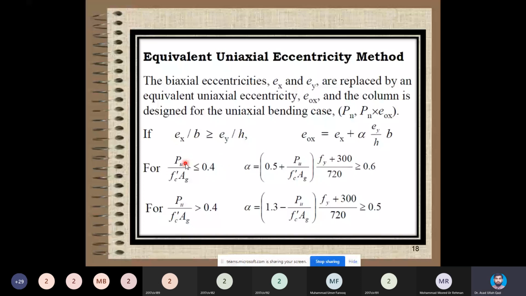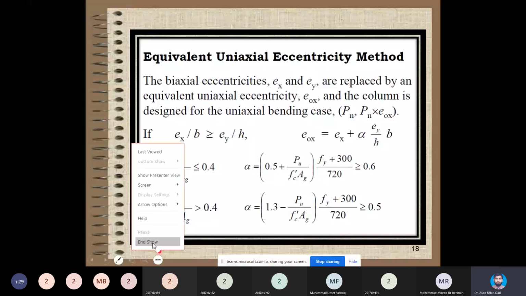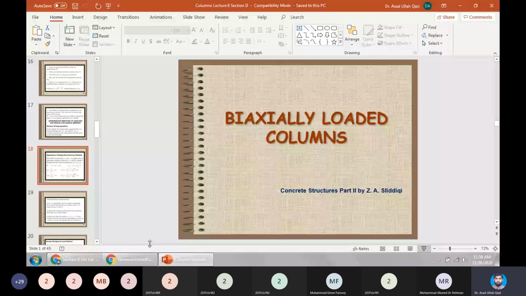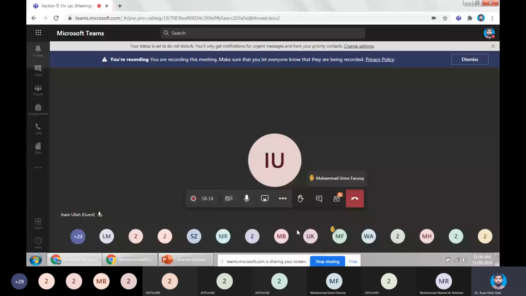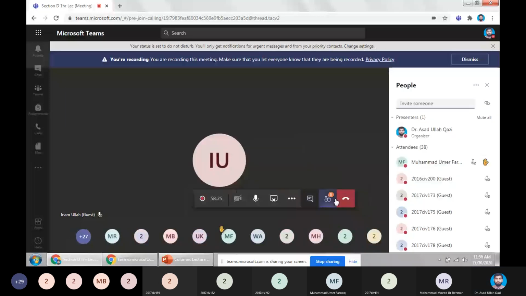I think I should stop here because you might... can you raise your hand? Do you have some commitment at 12? Muhammad Umar Farooq, yes, please. So should I complete or in the next lecture I can finish this equivalent uniaxial eccentricity method?